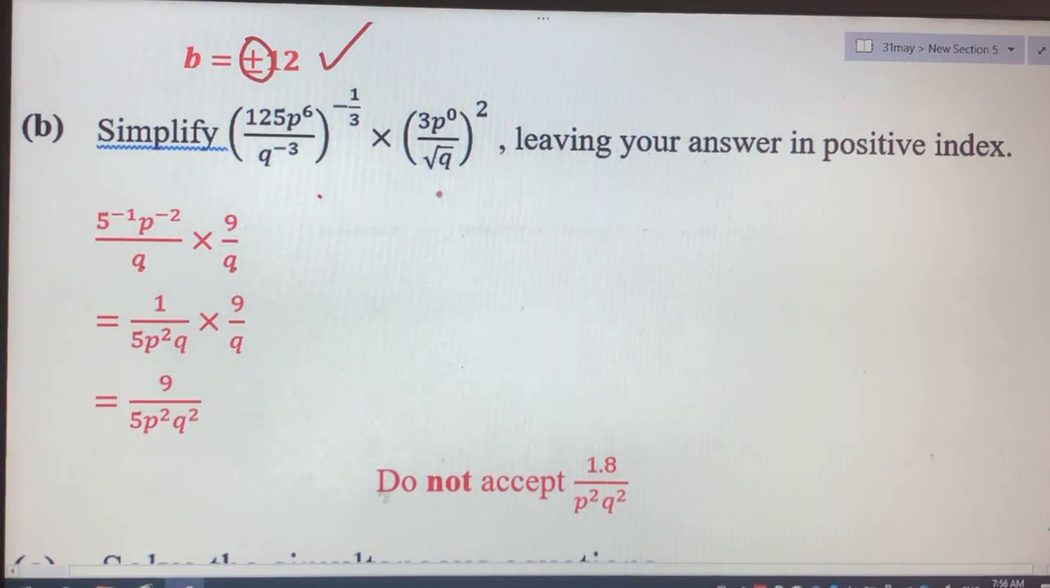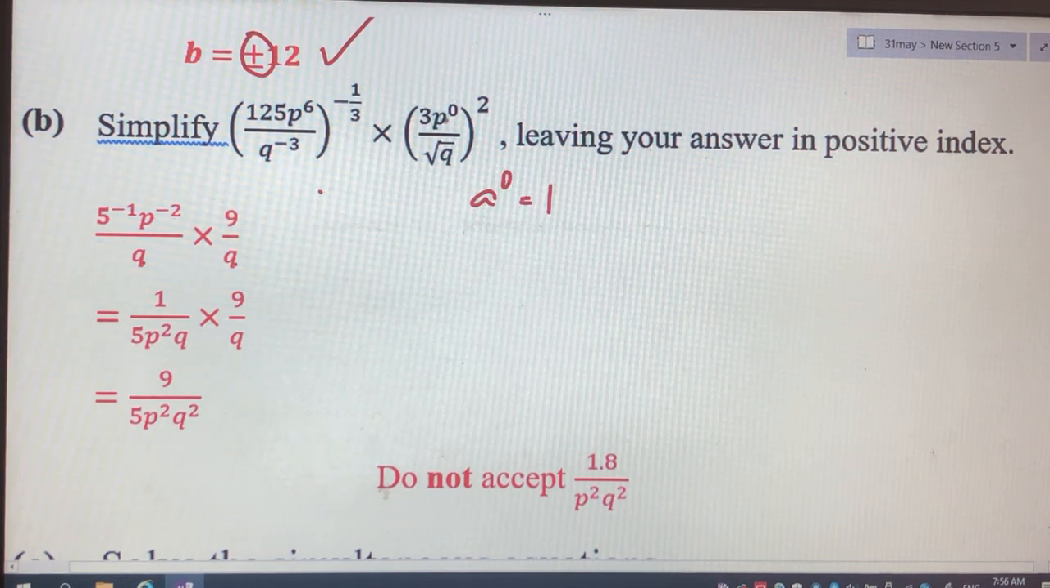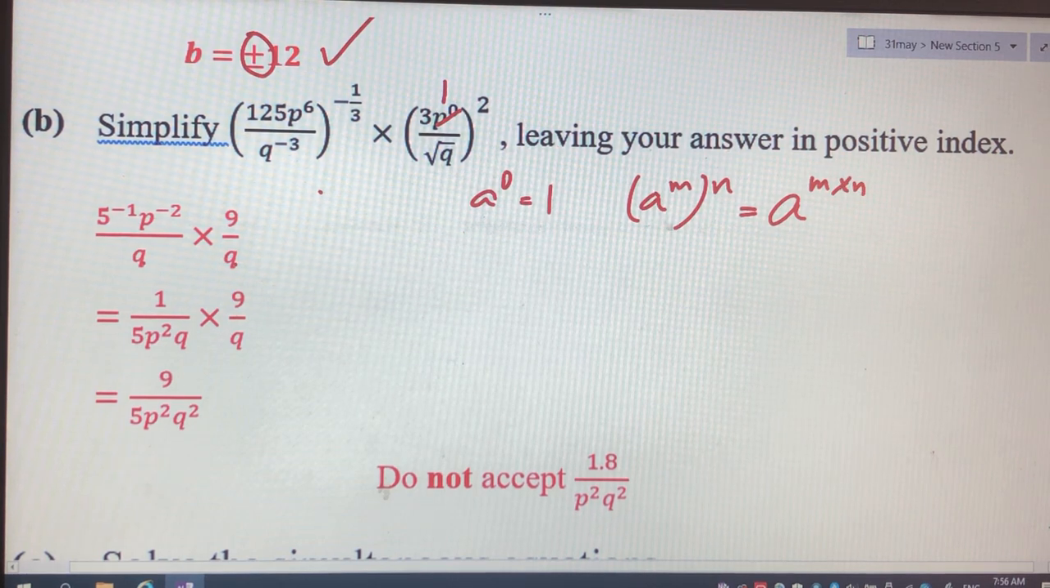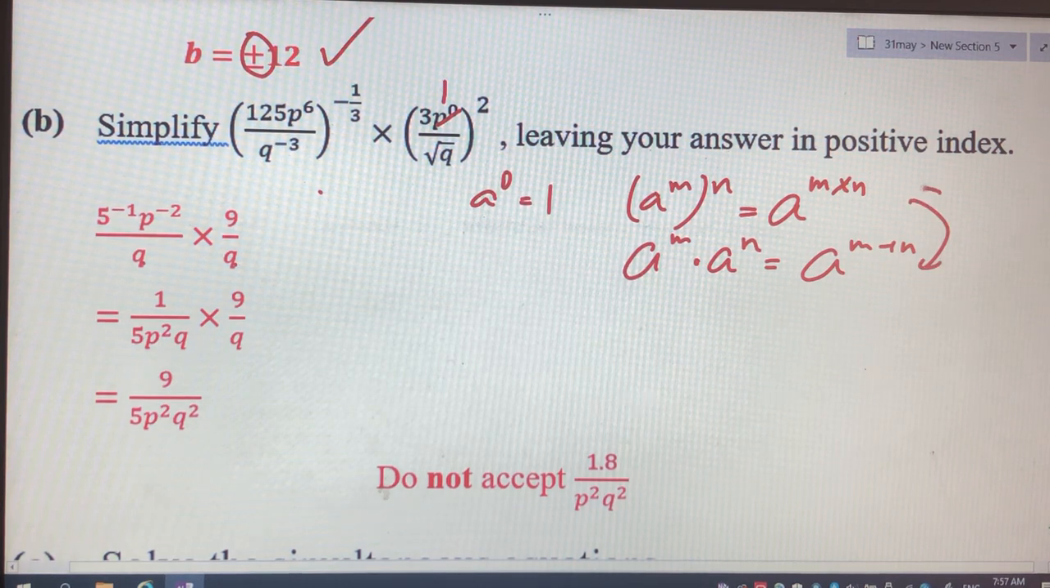Now, indices, you must know the laws of indices very well. So the first one that you need to know is anything to the power of 0 is 1, so this part here is just 1. Okay, the other thing is, when you have a to the power m, then you have bracket, right, to the power n, bracket means like times. Okay, so that's how you can remember. This is different from this times this. Okay, when you have this combined times this, you're actually adding the power. So please know the difference between these two.